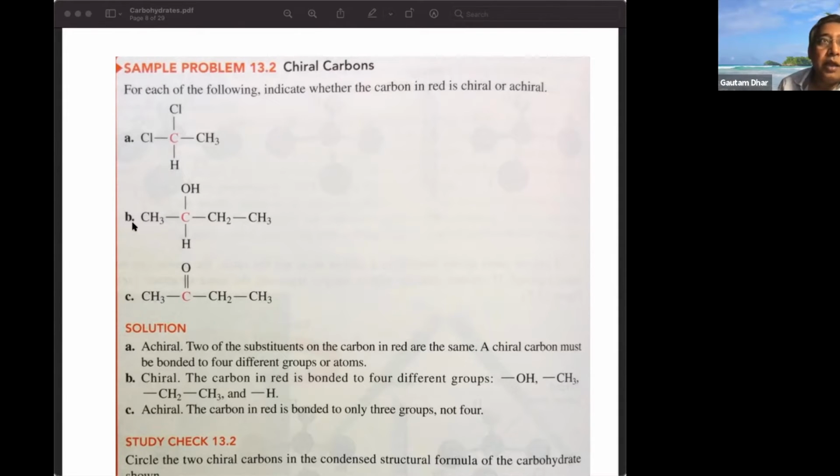If you look at B, the four groups attached to the carbon atom are different, so this is a chiral molecule. Now, if you look at C, the carbon is attached to three groups only, not four. So this is not a chiral molecule.